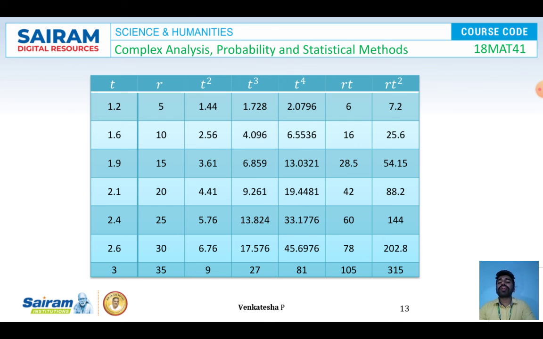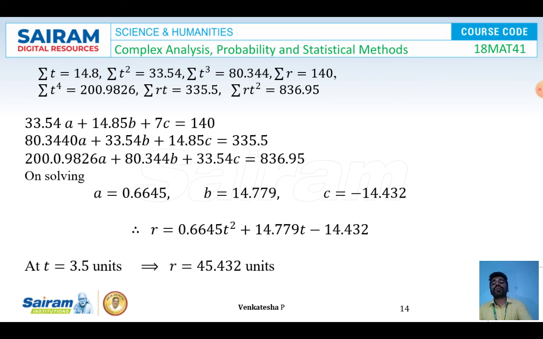So now I am going to calculate summation t, summation r, summation t², summation t³, summation t⁴, summation rt and summation rt². So I got the values: summation t = 14.8, t² is 33.4, t³ is 80.344, r is 140, t⁴ is 200.9826, rt is 335.5, rt² is 836.95 and n = 7.